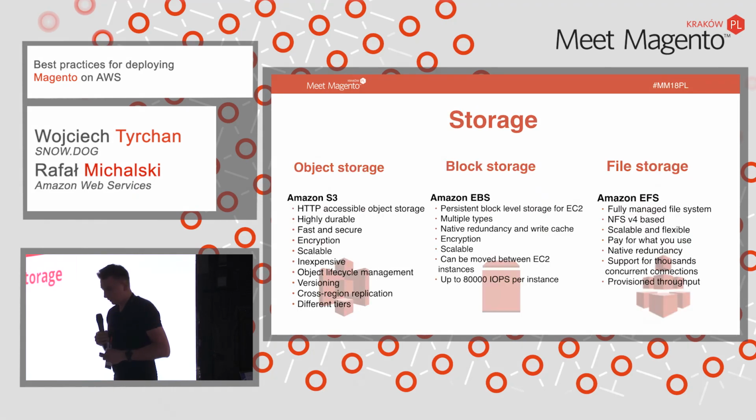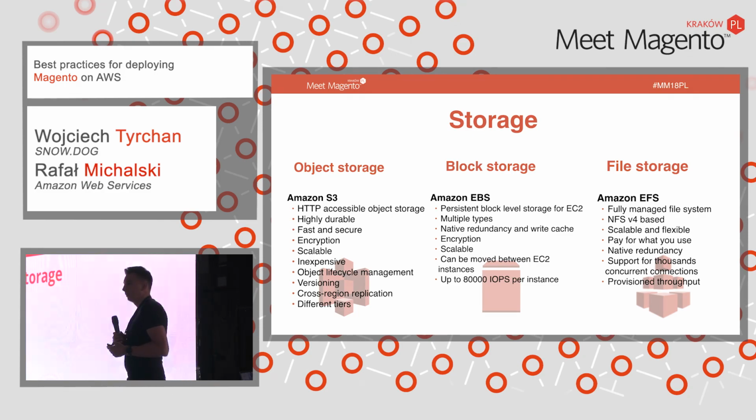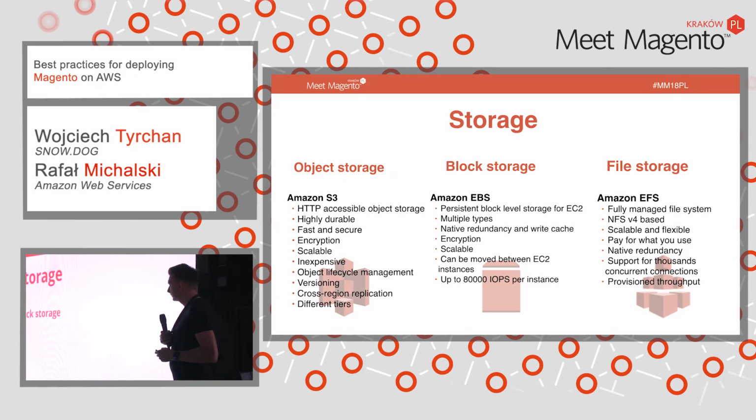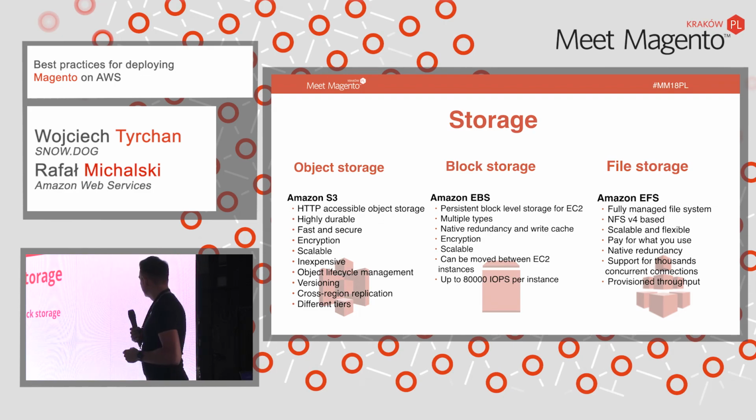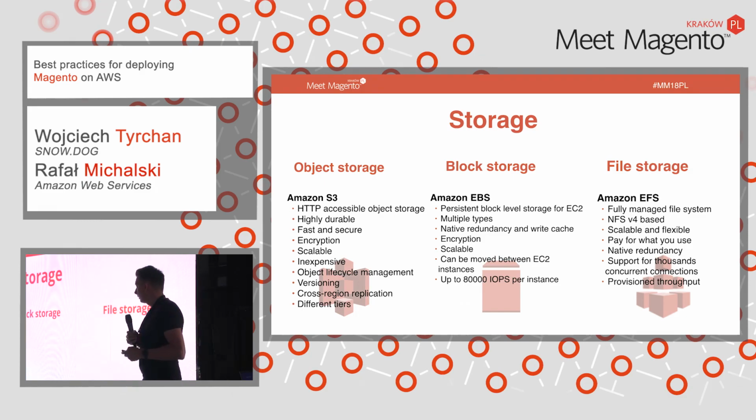Once we have our networking set up, we have different storage options that you will use with a Magento deployment on AWS, starting from object storage. Then we have block storage and file storage. For object storage, you might have heard of Amazon S3. It's one of the oldest AWS services, started in 2006, so it is basically HTTP accessible object storage. It can also be accessed using API or SDKs.